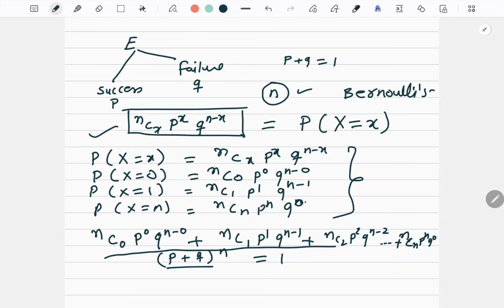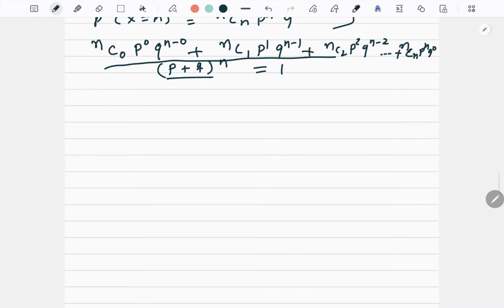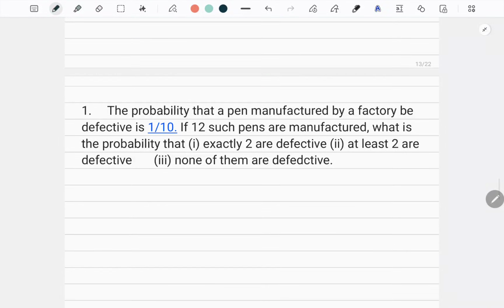Right. So to understand it in a much better way, let us see one example. A very simple example. The probability that a pen manufactured by a factory is defective is 1 by 10. So P is equal to 1 by 10. This time you should not think that defective means failure. No, whatever they are saying, that is P. Right? If P is 1 by 10, then what will be the value of Q? Q will be equal to 9 by 10, because we know that P plus Q is always equal to 1.